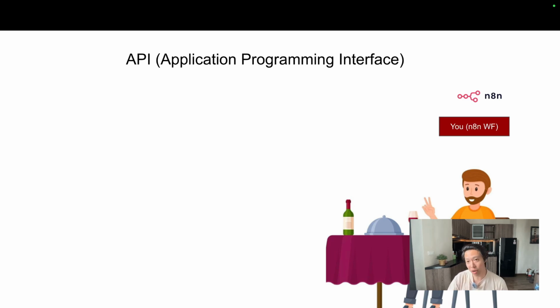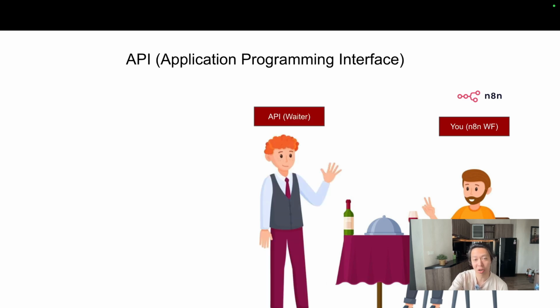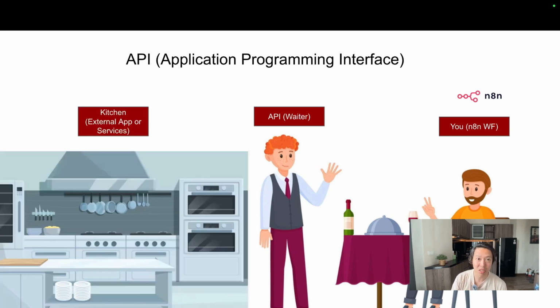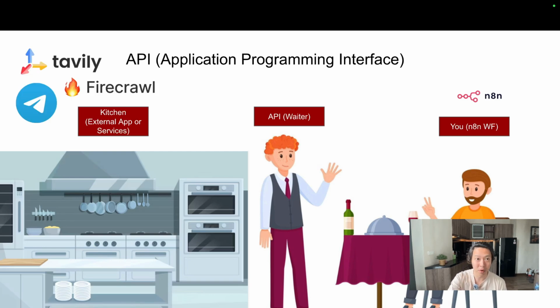So for example, you're at a restaurant, you're the client in this case, or rather your n8n workflow goes to a restaurant, and you want to get dinner, you want to get food, you want to get beverages, and the way you communicate it is through the waiter, which in this case is the API, right? And the order or the request basically goes to the back kitchen, which in this case is the external app or services, right? So this could be, again, Telegram or Google Drive or Gmail or whatever, Firecrawl, Tably. And basically the request that you sent across to the waiter is the API request, right?